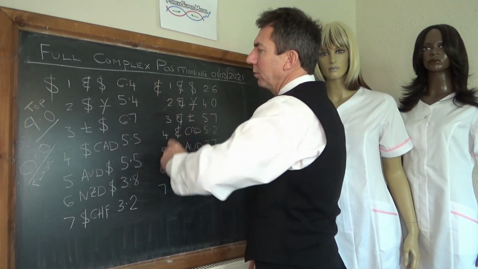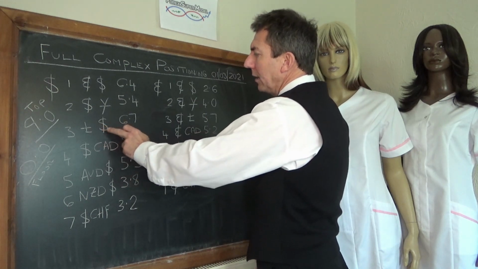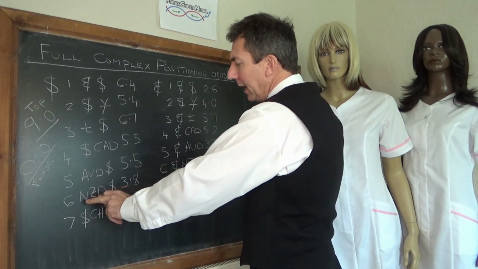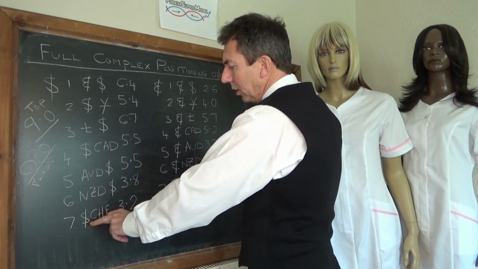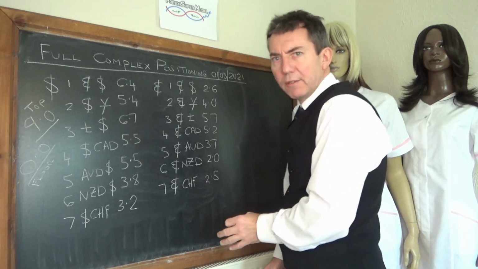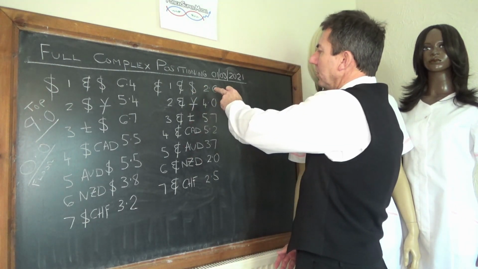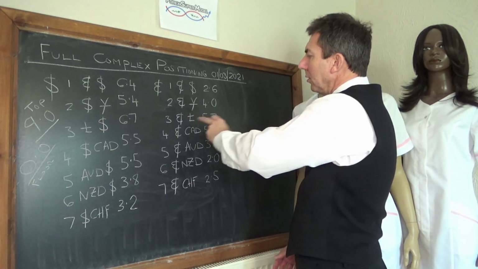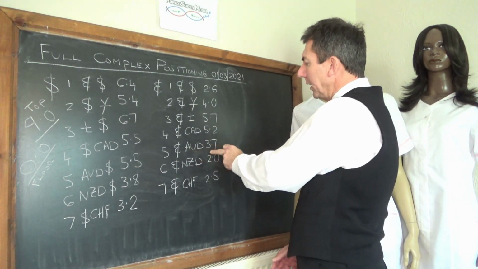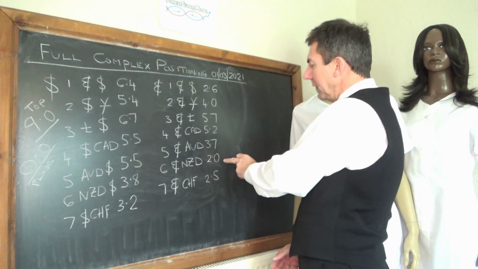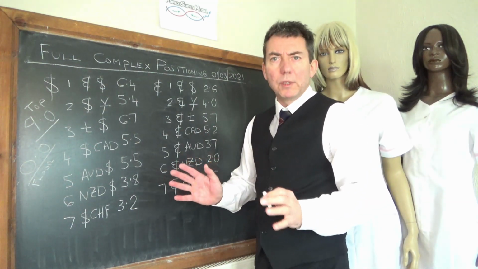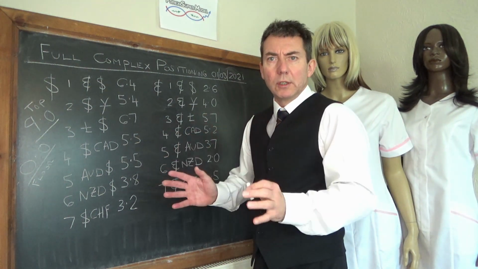Right, so euro dollar 6.4, dollar yen 5.4, pound dollar 6.7, dollar CAD 5.5, AUD dollar 5.5, NZD dollar 3.8, and dollar Swiss franc 3.2. Right, euro then, we've got their 7 FX pairs. Euro dollar 2.6, euro yen 4.0, euro pound 5.7, euro CAD 5.2, euro AUD 3.7, euro NZD 2.0, and euro Swiss franc 2.5. Right, so we're going to rub these off and do the next couple of complexes.